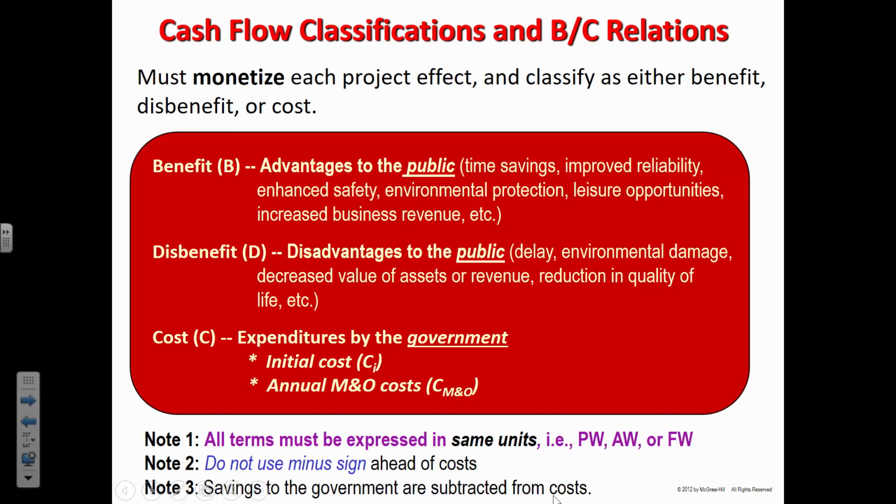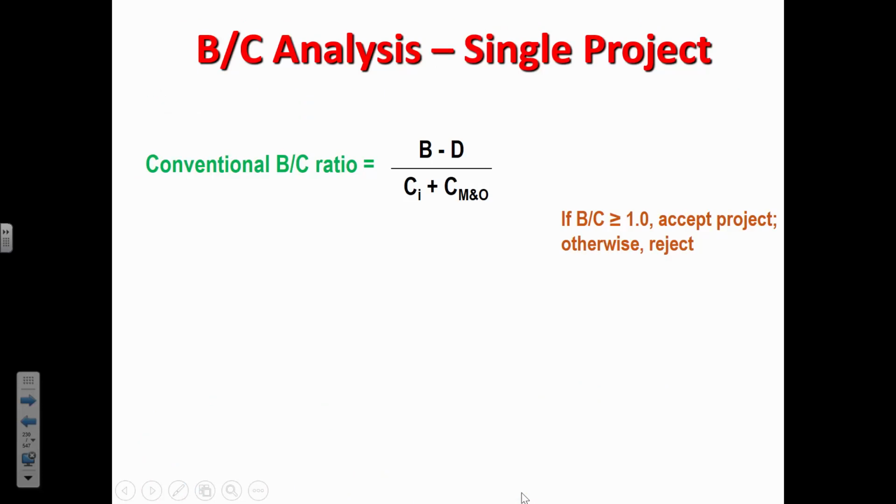So here's the formula. By the way, we have to take all of these monetized benefits, disbenefits, and costs either to the present, annual basis, or future basis. We have to take all those amounts to the same time before we can combine them. And costs are already known to be expenses, and so you don't have to put the minus sign into the formula that I'm going to show you in just a moment for the costs. And if you do have savings, like if something is less expensive than it used to be, then those are subtracted from the costs.